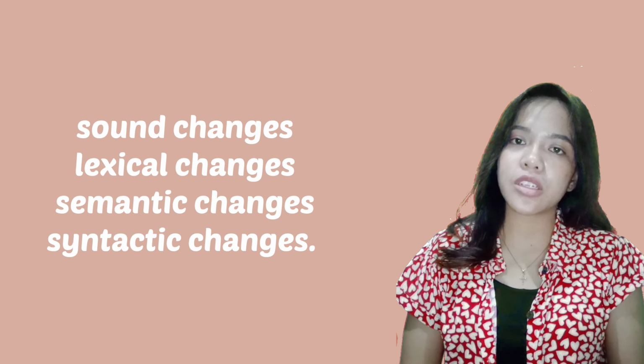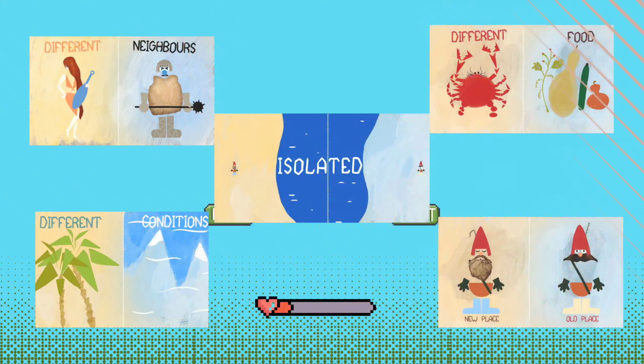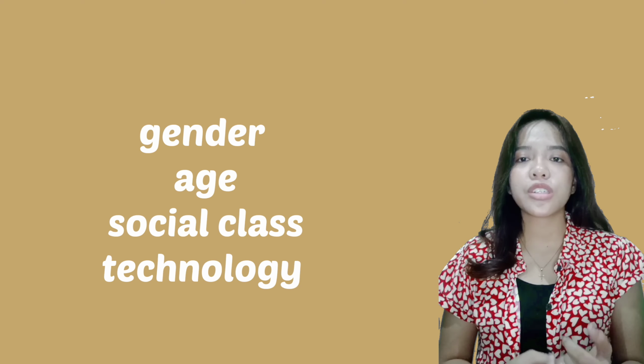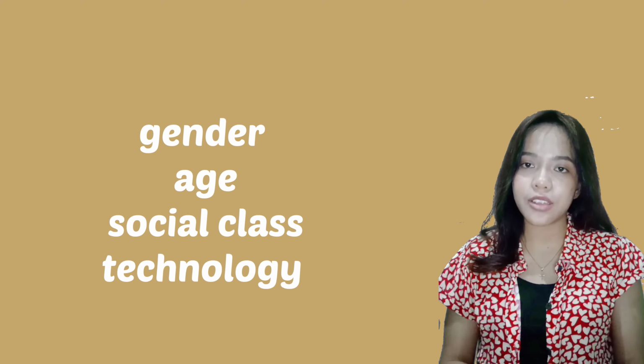Types of language change include sound changes, lexical changes, semantic changes, and syntactic changes. The basic factors that affect language change are isolation, different neighborhoods, different foods, moving to a new place and meeting new people, and different weather conditions. Factors that influence it include gender, age, social class, technology, and so on.